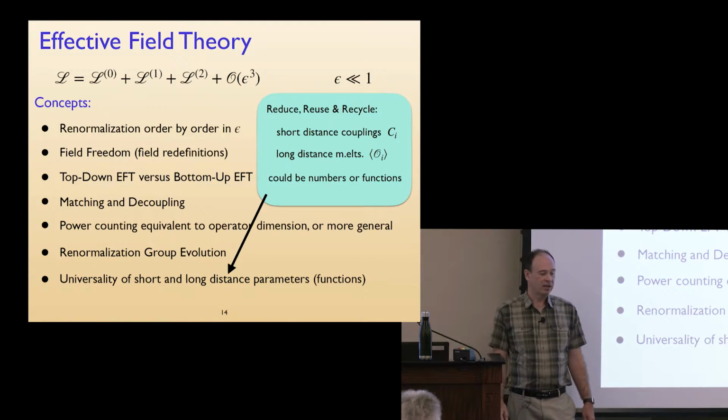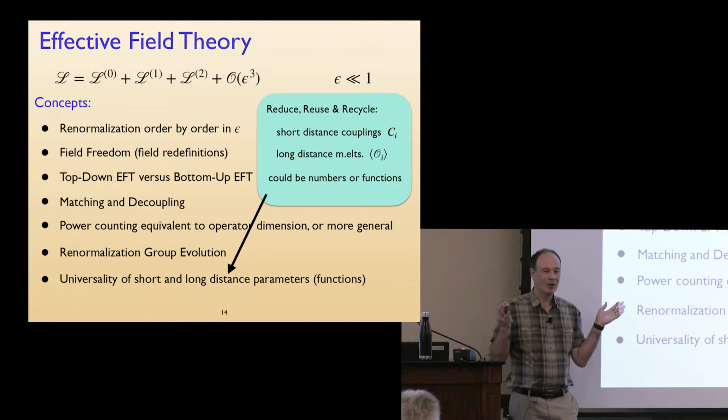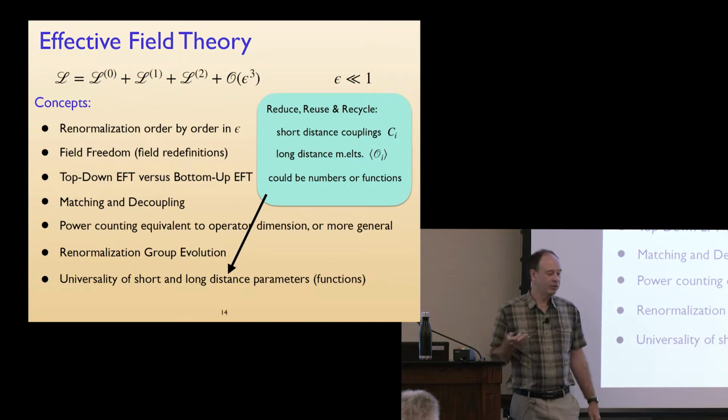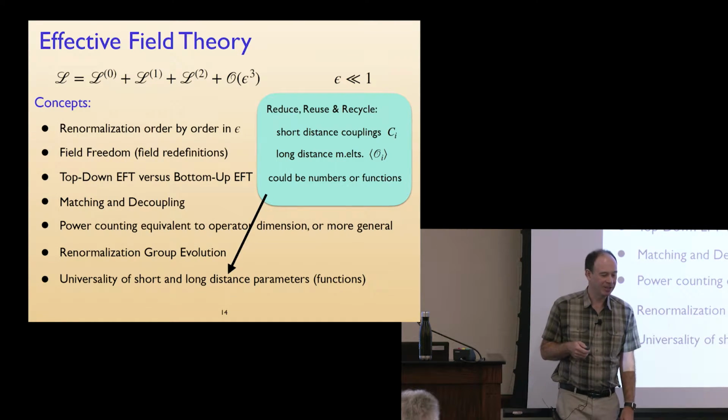Finally, universality of short and long distance, and this is in some sense how effective field theory makes things simpler. We kind of want to reduce, reuse, and recycle as much as possible.